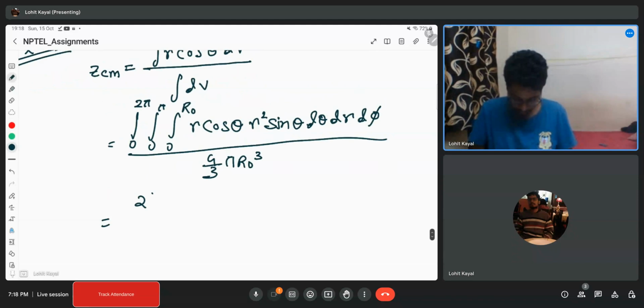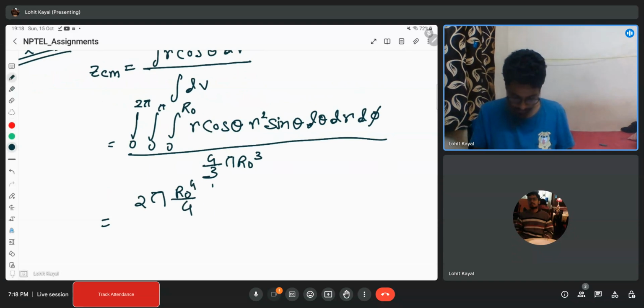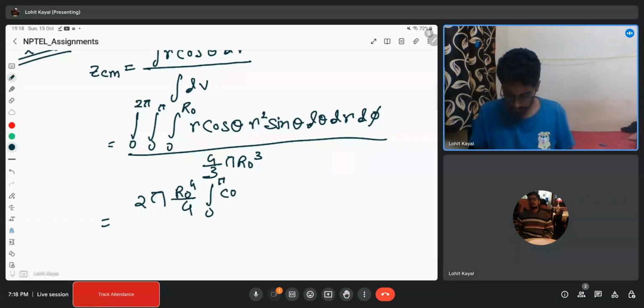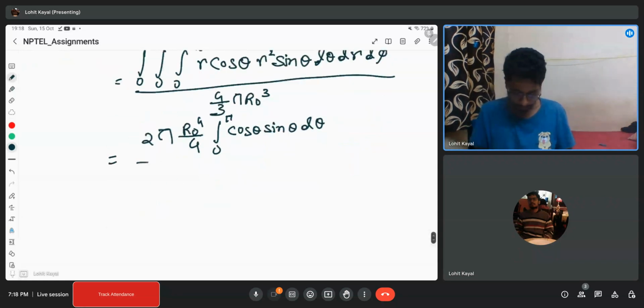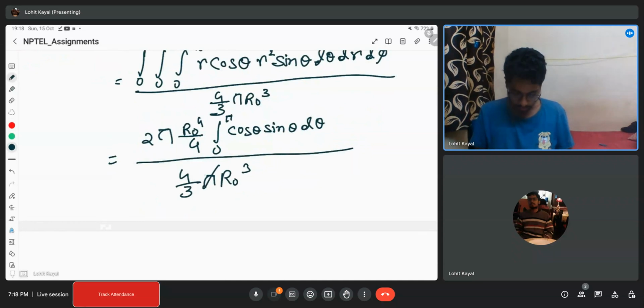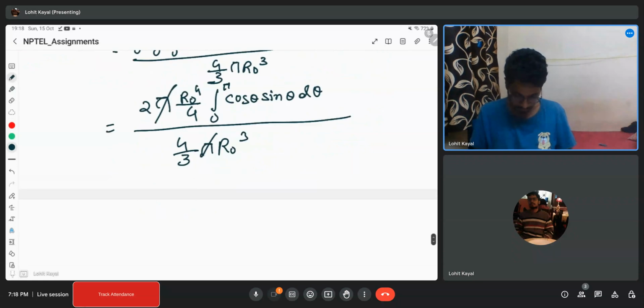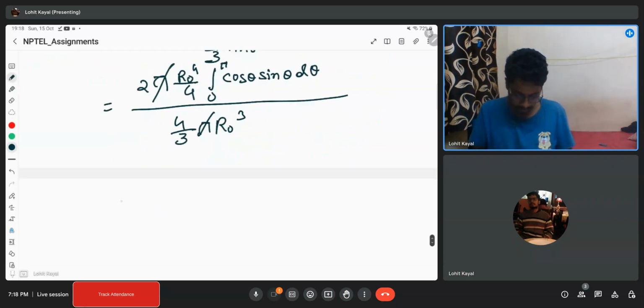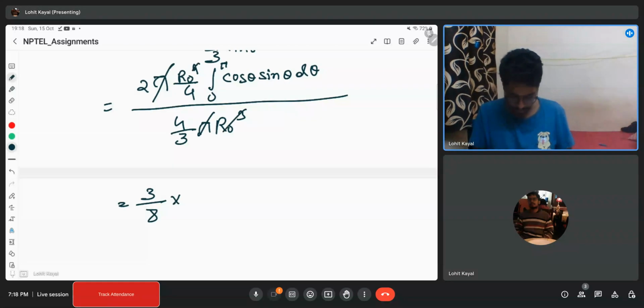So 2 pi will come out. Then r cube becomes r to the power 4, r naught to the power 4 by 4. Then integration 0 to pi of cos theta sine theta d theta, divided by 4 by 3 pi r naught cube. So pi will get cancelled. So it will be 6 by 16, that is 3 by 8 into 3, and this cancels with r naught. For sine theta cos theta, I will take 1 by 2 outside.